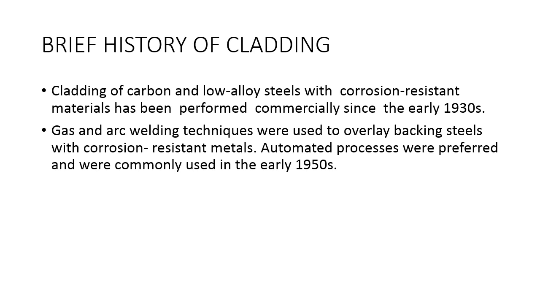Brief history of cladding. Cladding of carbon steel and low alloy steels with corrosion resistant materials has been performed commercially since the early 1930s. Gas and arc welding techniques were used to overlay backing steels with corrosion resistant metals. Automated processes were preferred and were commonly used in the early 1950s.